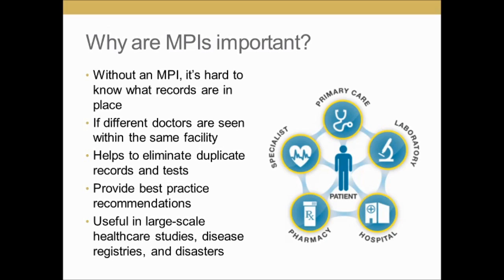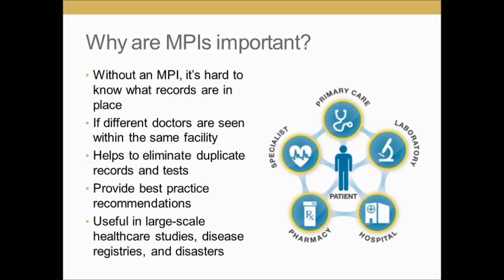MPIs also provide best practice recommendations, so there might be little reminders that let you know when you should screen for certain things. If it shows the patient's birthday, it could say, well, this patient is 50 now, you should screen her for colonoscopies. Do a screening colonoscopy, being that she's over the age of 50. So things like that to provide the doctor with best practice guidelines.